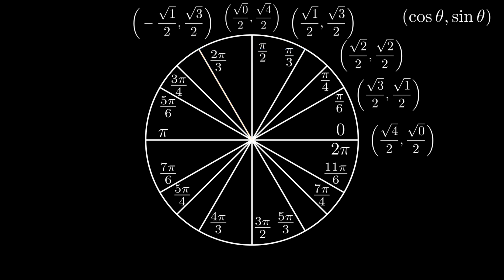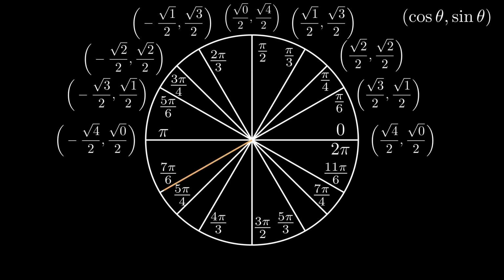And you just keep going around matching what these guys are. This guy here will be negative root 2 over 2, root 2 over 2. This one will be negative root 3 over 2, 1/2. And then down here you have negative 1 and 0. When you come down here, that's going to have the same value as this one here. It's just now both coordinates are going to be negative. So this will be negative root 3 over 2 and negative 1/2, and so on.